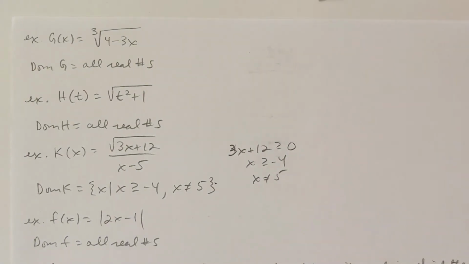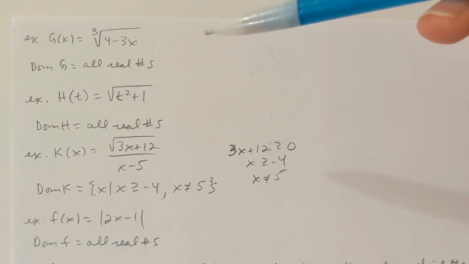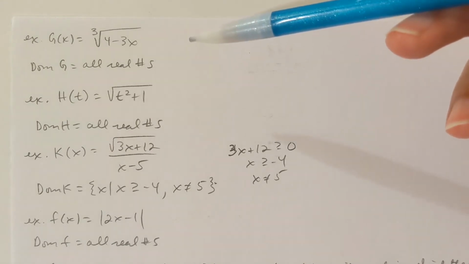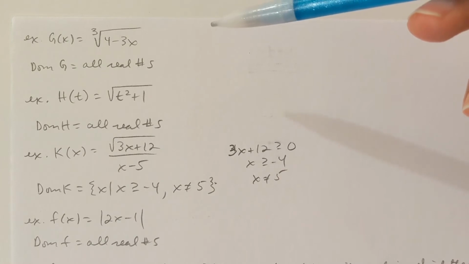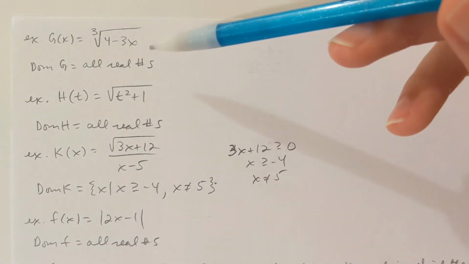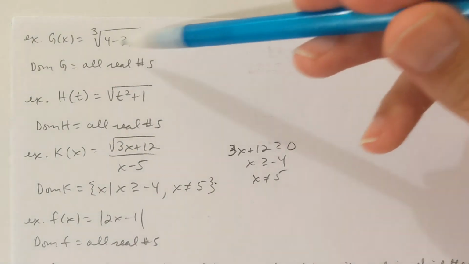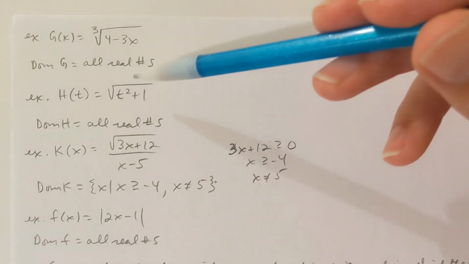As an example, suppose that g of x is equal to the cubed root of 4 minus 3x. The cubed root of negative 8 is negative 2. Negative 2 times negative 2 times negative 2 gives me negative 8. The cubed root of negative 27 is negative 3. Negative 3 times negative 3 times negative 3 gives me negative 27. So the domain of g would be all real numbers, since I can have the cubed root of a positive or a negative or 0, and that's going to be okay.